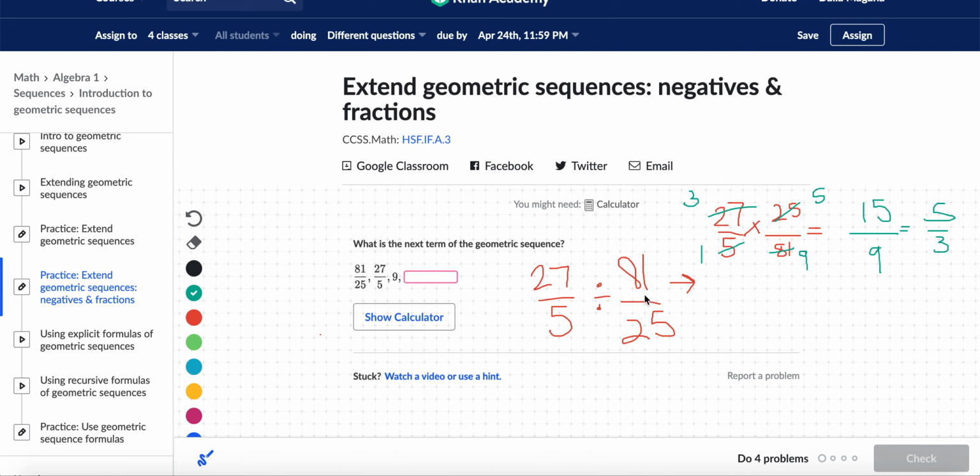So I just need to find the next term. So I know that this is my multiplier. That's why I'm going to go ahead and multiply 9 times 5 over 3, sorry. I'm all over the place. That gives me, I can add an imaginary 1 under the 9. 9 times 5 is 45. And 1 times 3 is 3. And 45 divided by 3 is 15. Sorry, I forgot. 15. So then my next term is 15.